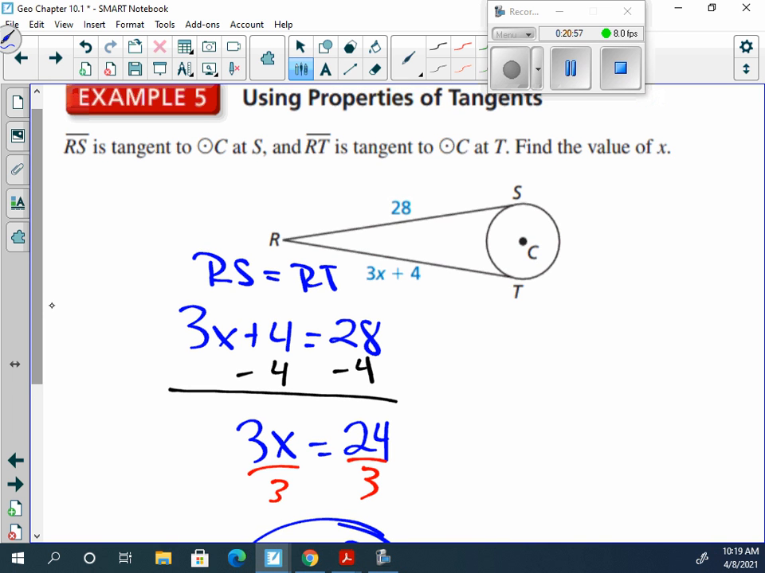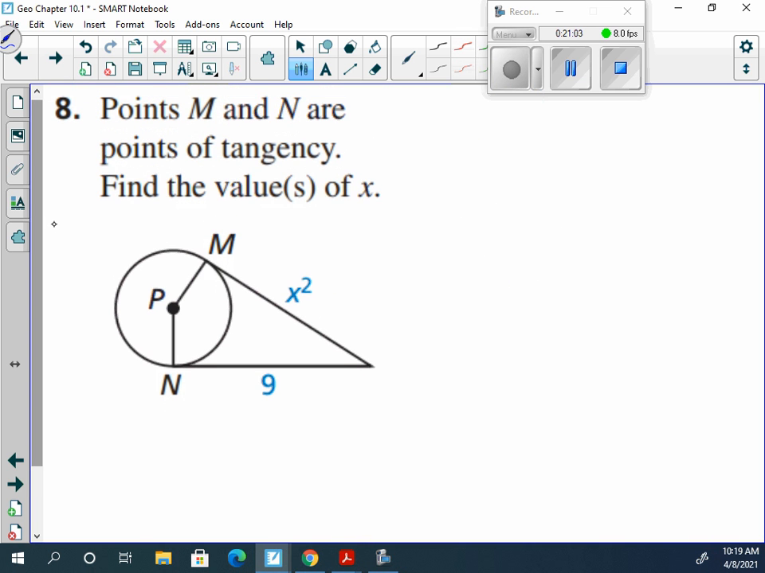So value of x is 8. Any questions on this here? Okay. Points M and N are points of tangency. Find the value of x.